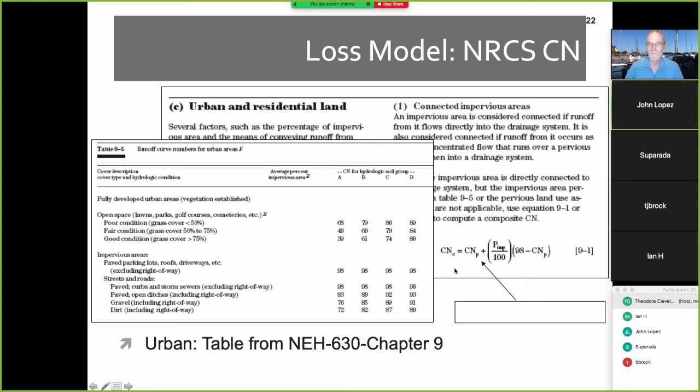Here's the composite formula for use in urban areas. You have the curve number of the pre-development conditions or the underlying soil, and then you take the percent impervious, divide by 100, multiply by 98 minus the curve number of the pervious conditions, and the result becomes the composite curve number.